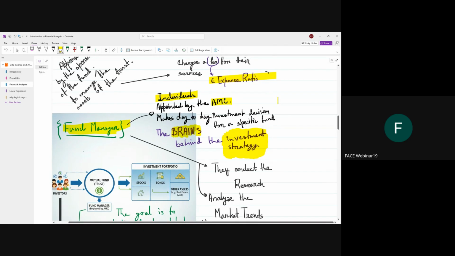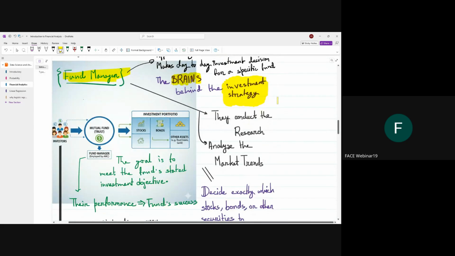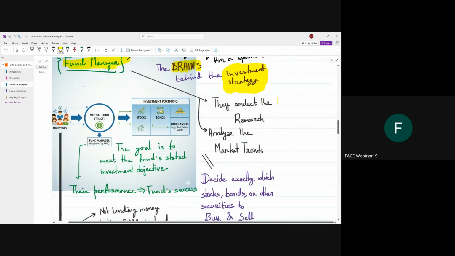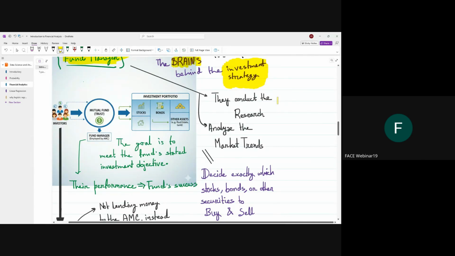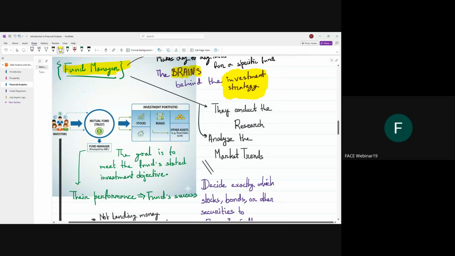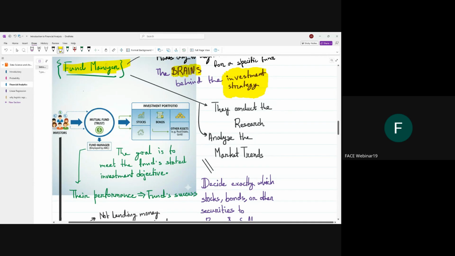They do the research. What we do is we pay them the money, and from that money they take a small cut. Compared to the size of the entire fund, they take a very small cut. Initially we have sponsors or investors, people like us. We are sending money to the AMC. The AMC is hiring a fund manager. Now the fund's money has been distributed into stocks, bonds, real estate, precious metals, loans, and other stuff.